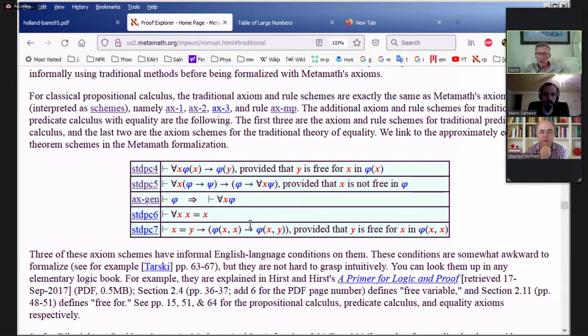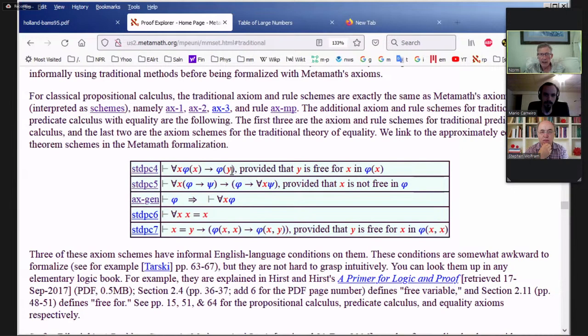You find things like, for all x, phi of x implies phi of y, provided that y is free for x in phi of x. Now that has a pretty complicated meaning. It means you have to basically peel away the layers, find out what the scope of all the variables is, what's bound, what's free relative to this other one. It's a complicated algorithm. And in addition, there are things like the argument X and Y. What does that mean?